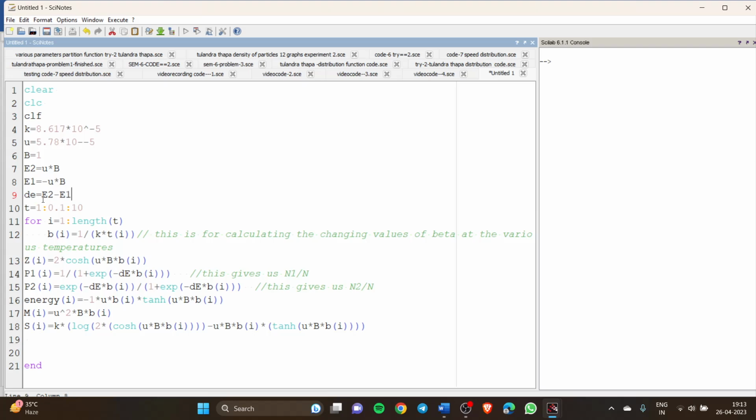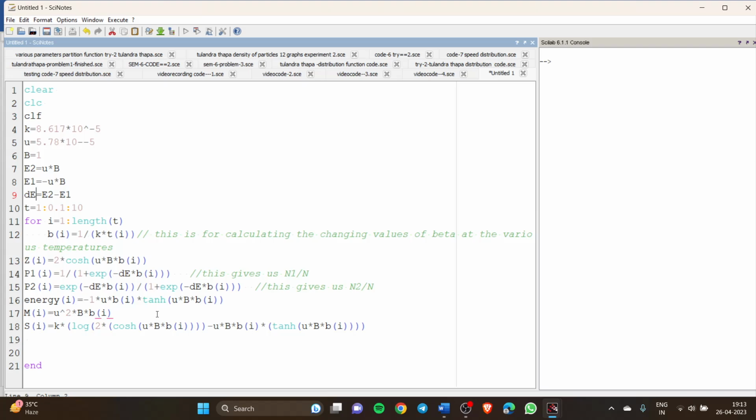So D is D, capital E is equal to caps lock E. Now we have explained what D is. Now D is equal to 1 by beta. P2 is B21 is equal to exponential D minus D upon B into beta minus D upon beta. Energy I is equal to minus 1 nu B nu B tanh nu B upon Kt. M is equal to nu square B upon Kt.